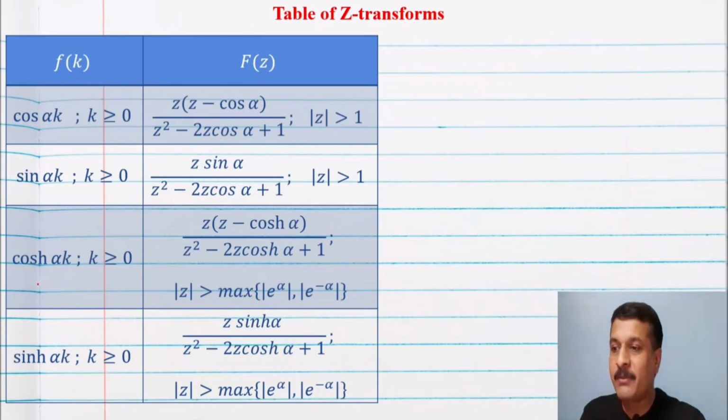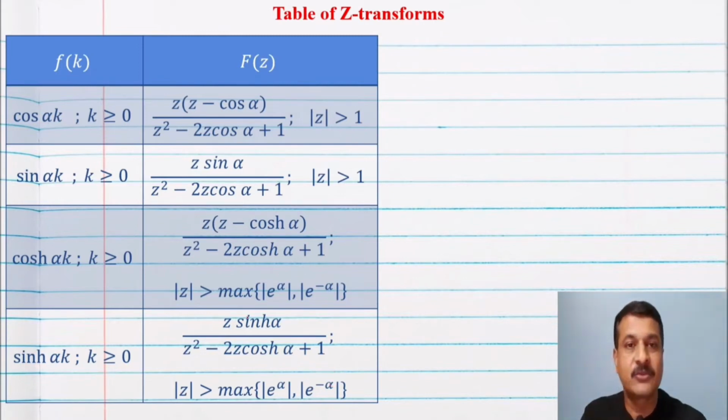The z transform of hyperbolic cos alpha k is nothing but z into z minus hyperbolic cos alpha upon z square minus 2z hyperbolic cos alpha plus 1, where mod of z is greater than the maximum of mod of e raised to alpha and mod of e raised to minus alpha. Similarly, the z transform of hyperbolic sin alpha k, where k is greater than or equal to 0, is z into hyperbolic sin alpha upon z square minus 2z hyperbolic cos alpha plus 1. Again the same condition here: mod of z is greater than the maximum of mod of e raised to alpha and mod of e raised to minus alpha.